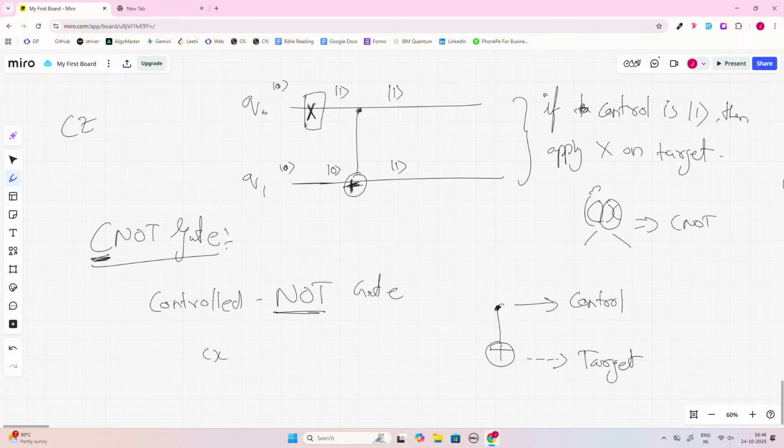What is the meaning of controlled Z gate? If the control value is 1, then apply the Z gate for the target. That is the meaning behind it. Okay. So the controlled Z gate symbol is this actually.